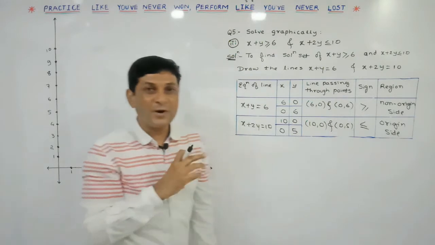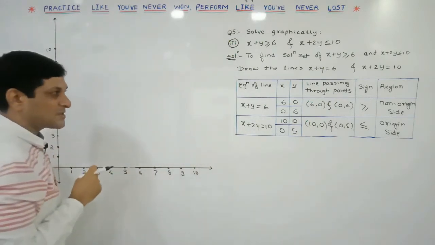So now the coordinates of points on the line are known to us. So let us try to construct the line.